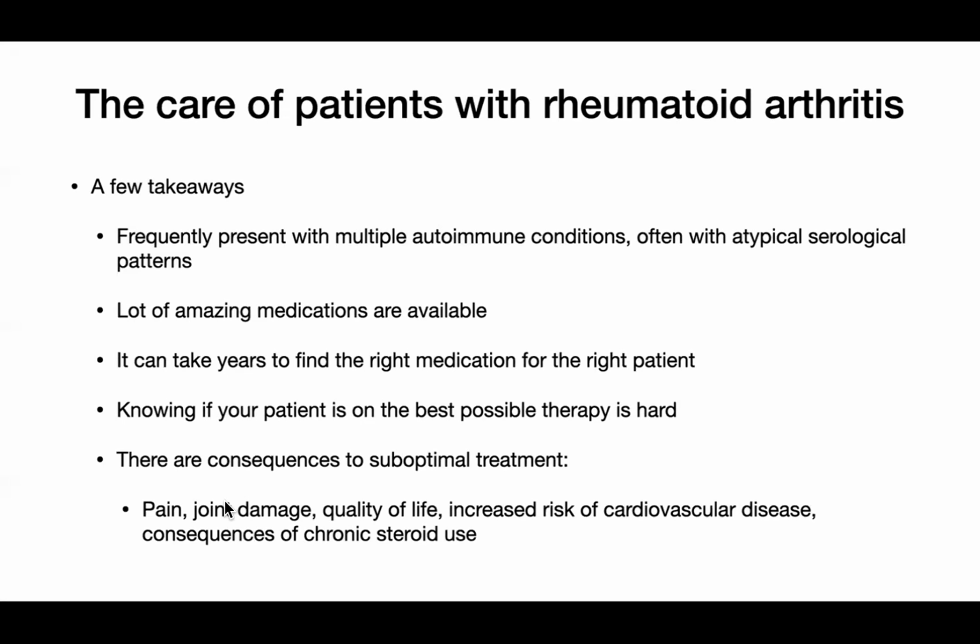And even now, my patient continues to have some pain despite being on Humira. So it's hard to know if she's on the best possible therapy or if we should be trying something else. And if you're not treating your patient perfectly, there's joint damage, quality of life issues. There's actually an increase in cardiovascular risk because the inflammation puts them at risk of having a heart attack. And obviously, we don't like to have our patients on steroids.